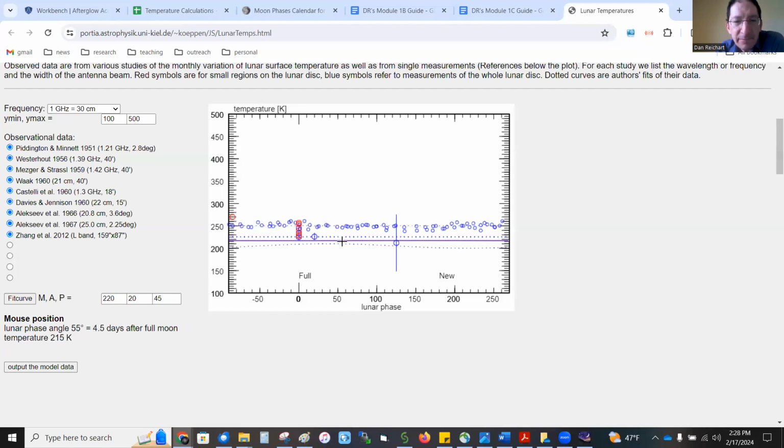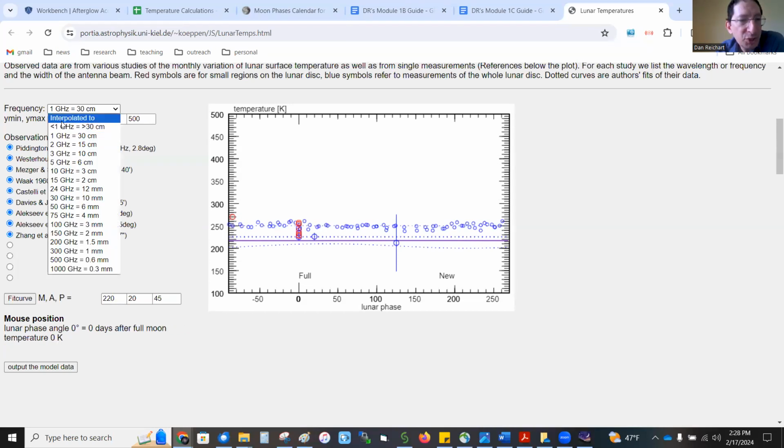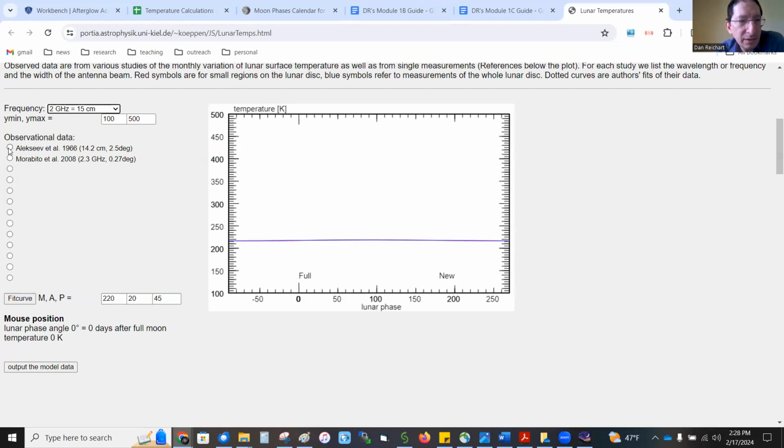And the model is a little bit crude. I'll just compare to the measurements. You can see the measurements here in the mid to low 200s. So pretty much what I found. We can also check at 2 gigahertz, turn on these observations, again, mid to low 200s. So my measurement seems pretty reasonable.